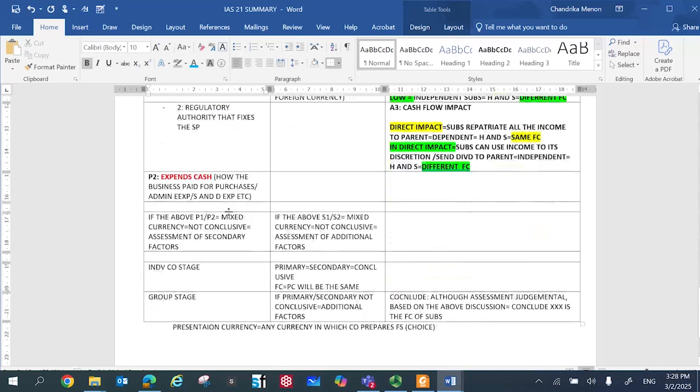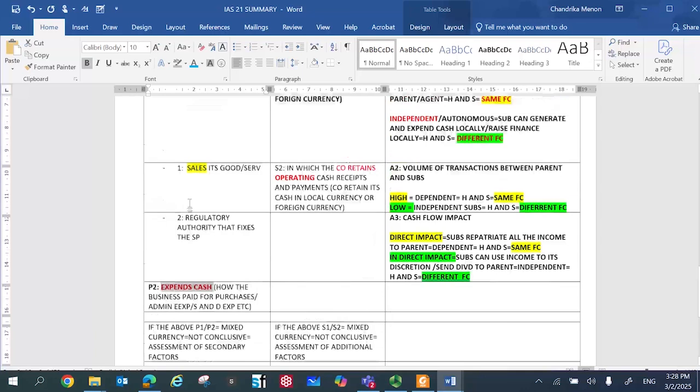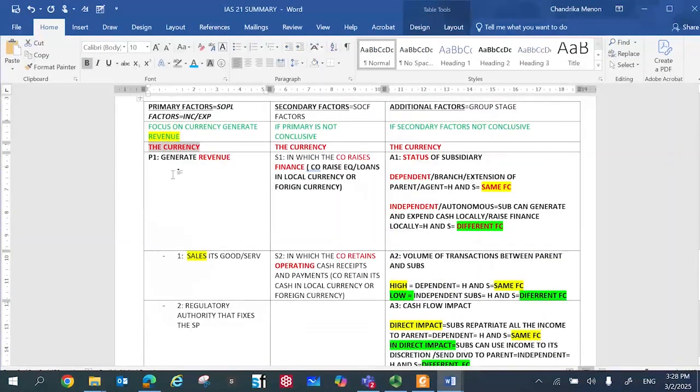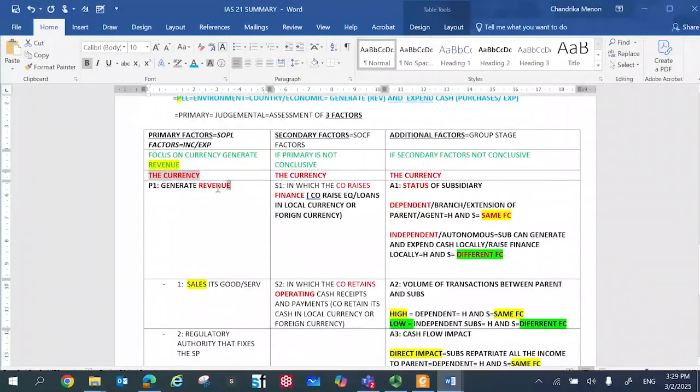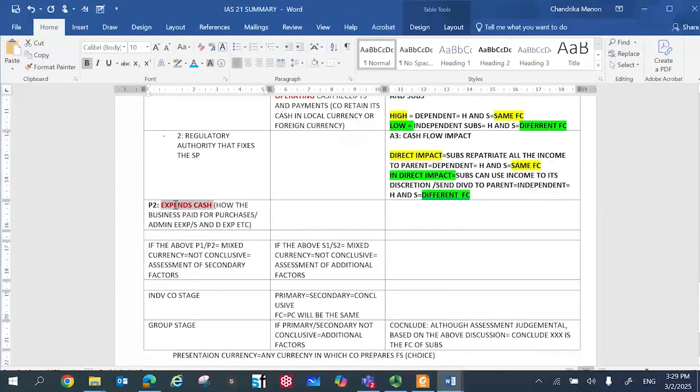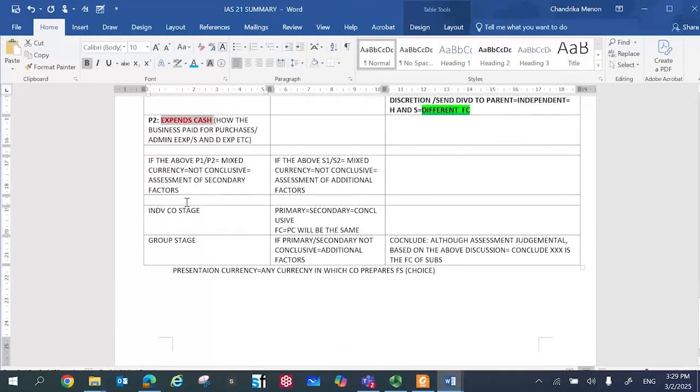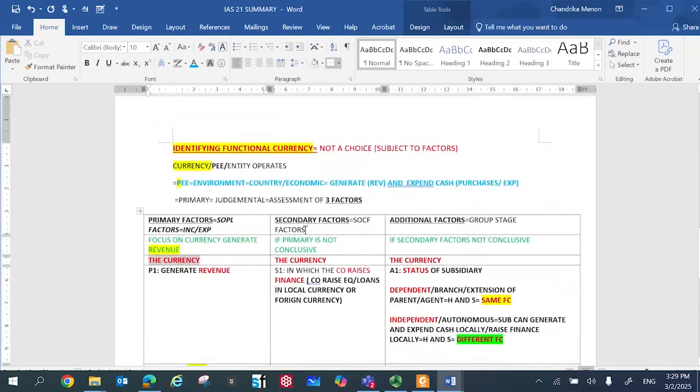The currency in which we... and if P1 and P2, you understand what is P1? Primary factor 1, primary factor 2. So means we raise revenue in dollar, but expending cash little bit in dollar, little bit in euros. That means, what must you say? Because it is a mixed currency, you must say it is not conclusive. So we have to conduct an assessment of the secondary factors. Is it clear?